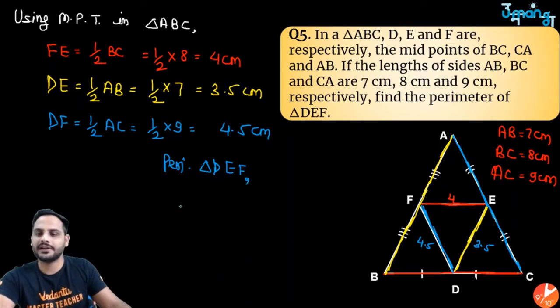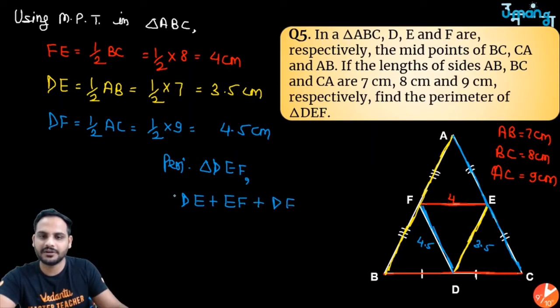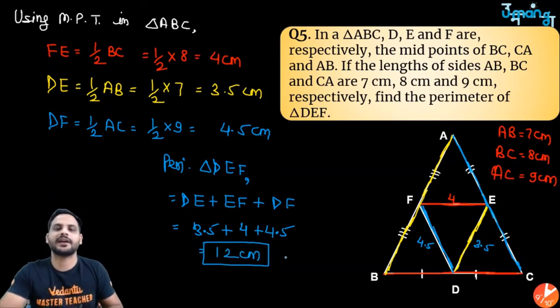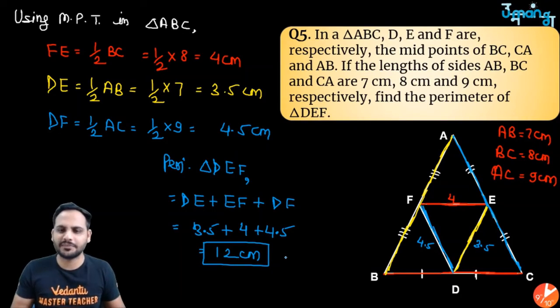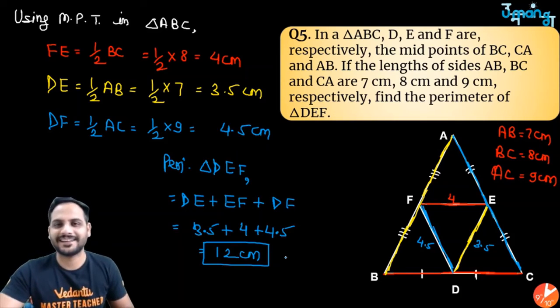तो perimeter of triangle DEF will be DE plus EF plus DF, यही तो होता है perimeter. So perimeter will be equal to DE, I know is 3.5 plus EF is 4 plus DF is 4.5, that is 12 centimeter. So the perimeter of triangle DEF will be 12 centimeter. As simple as that यार, और क्या चाहिए? Correct, as simple as that.